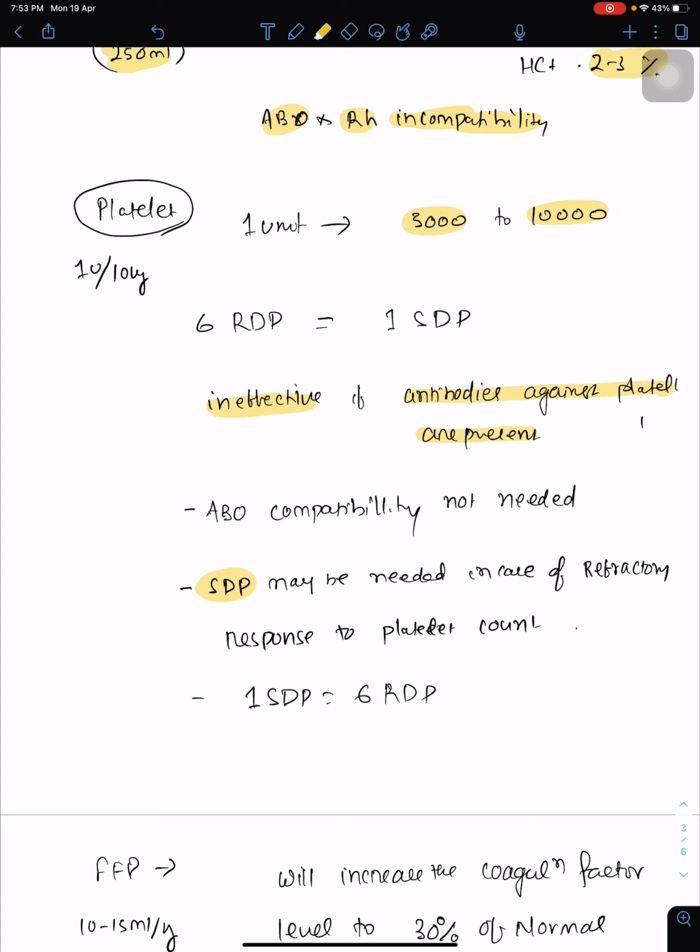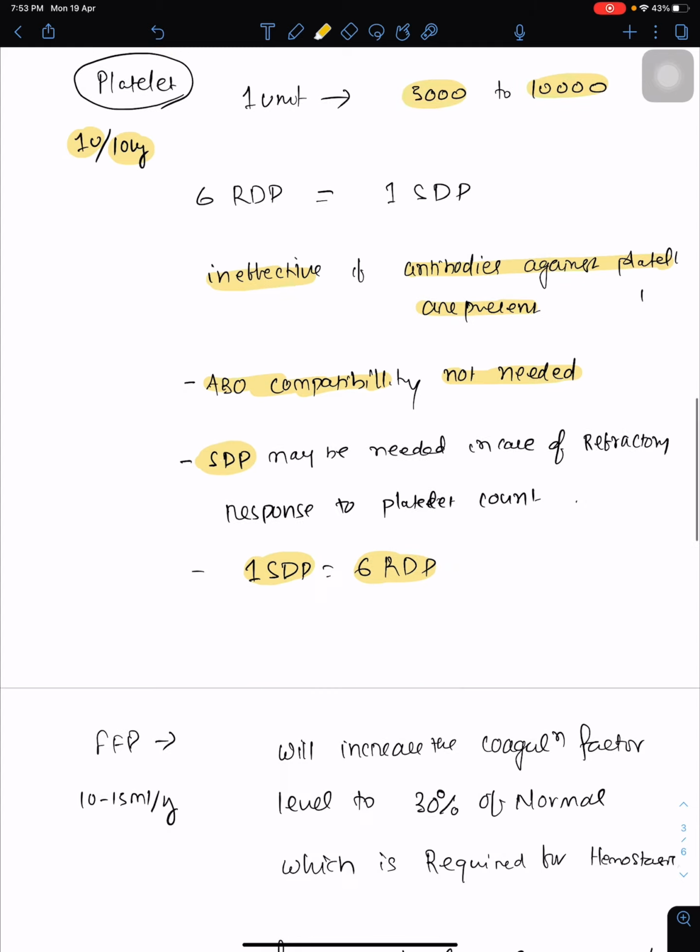One single donor platelet is equivalent to the transfusion of 6 random donor platelets. Here ABO compatibility is not needed. We will transfuse platelets at 1 unit per 10 kg body weight. So 60 kg is the ideal body weight, and mostly we will need 6 units of platelets.